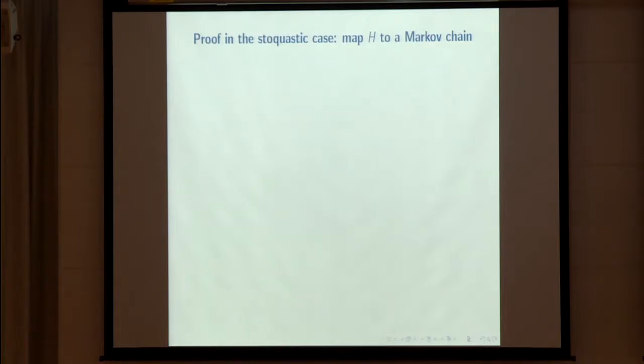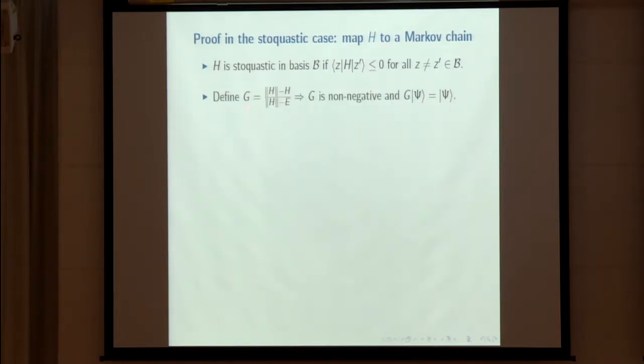Okay, so just to briefly go through some parts of the proof. In the stochastic case, you map the Hamiltonian to a Markov chain. This is a Markov chain you can't necessarily simulate, but it still formally is a Markov chain. So the idea is that you have this stochastic Hamiltonian, we just saw the definition, and you can also relate this to a non-negative matrix G, and I've normalized it in such a way that the ground state is the principal eigenvector of G with eigenvalue 1.